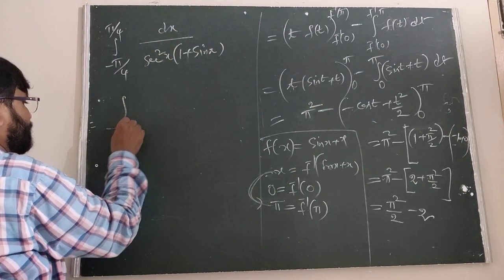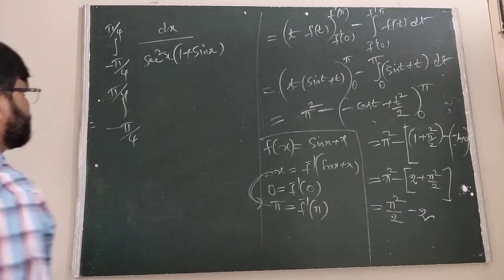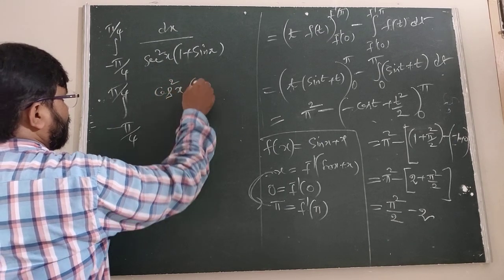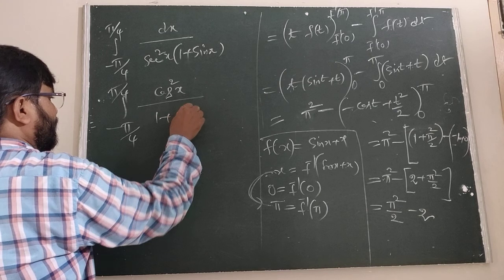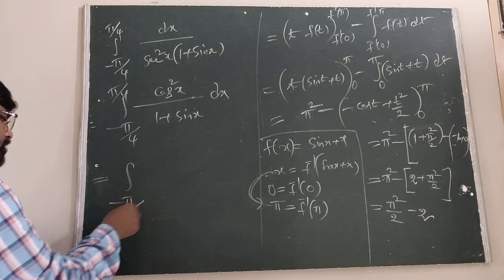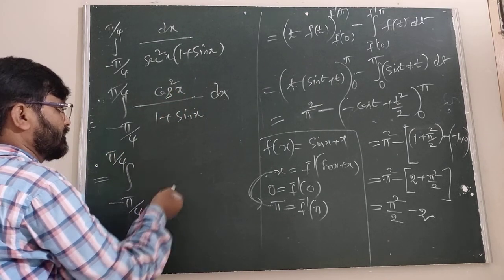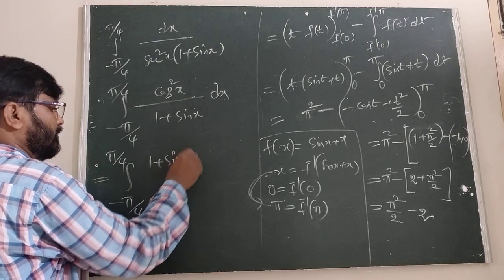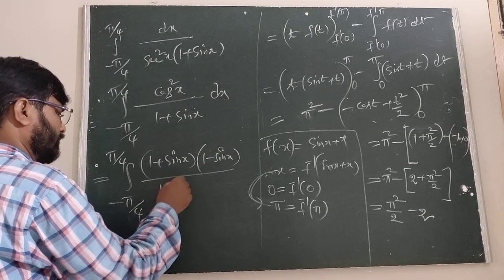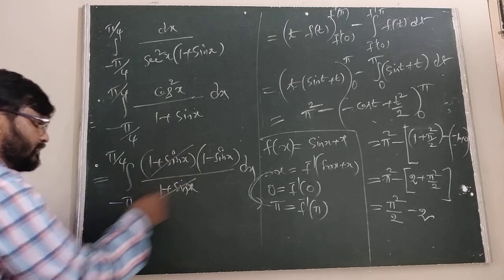The secant square x is, here the secant square x is 1 by cos square x. This is 1 plus sin x into dx, from minus pi by 4 to pi by 4. The cos square x is 1 minus sin square x. Then it is 1 plus sin x into 1 minus sin x by 1 plus sin x dx. Therefore, these two are cancelled.